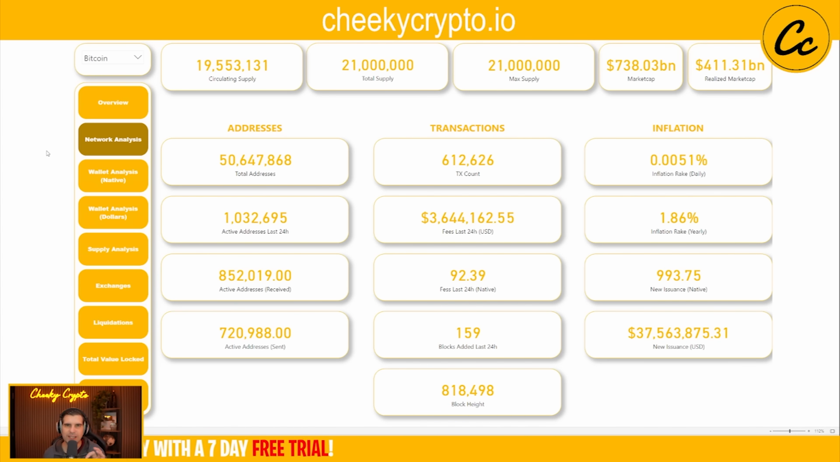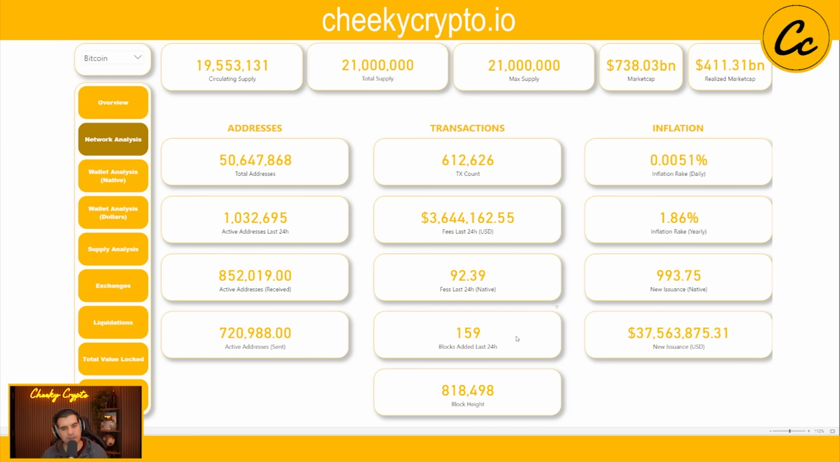There's some more really interesting points in this data as well. Okay, so here you can see we've got addresses. There's 50.6 million addresses. Remember that number, 50.6 million. Out of those addresses, we have 1 million of them being active in the last 24 hours. 852,000 addresses were receiving Bitcoin and 720,000 addresses were sending Bitcoin, which means there's a little bit of overlap between the two. Now, in terms of transactions in the last 24 hours, we've seen 612,000, at $3.6 million of transaction fees. That equates to 92.39 Bitcoin in the last 24 hours.